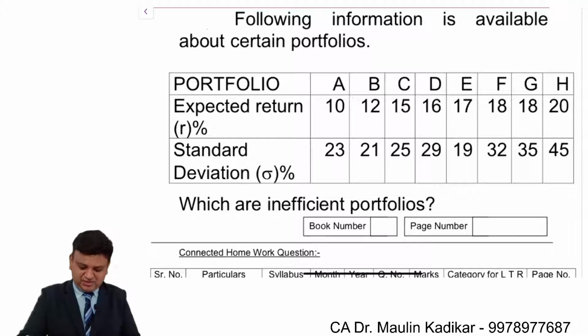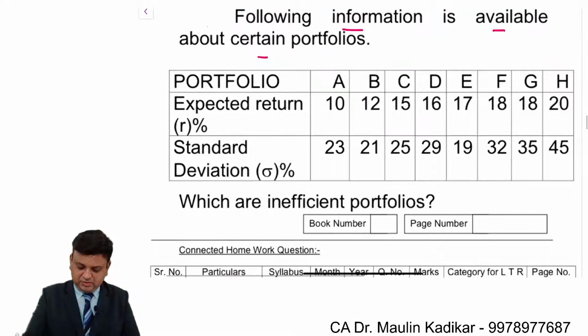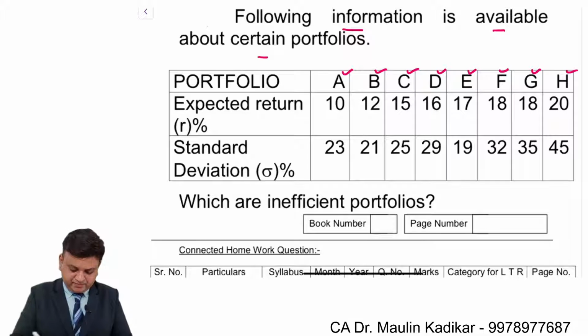Let us see the next question. The following information is available about certain portfolios: portfolio A, portfolio B, portfolio C, D, E, F, G and H. These portfolios are provided to us. Returns have been given for each individual portfolio, and the standard deviation is also given for each individual portfolio.